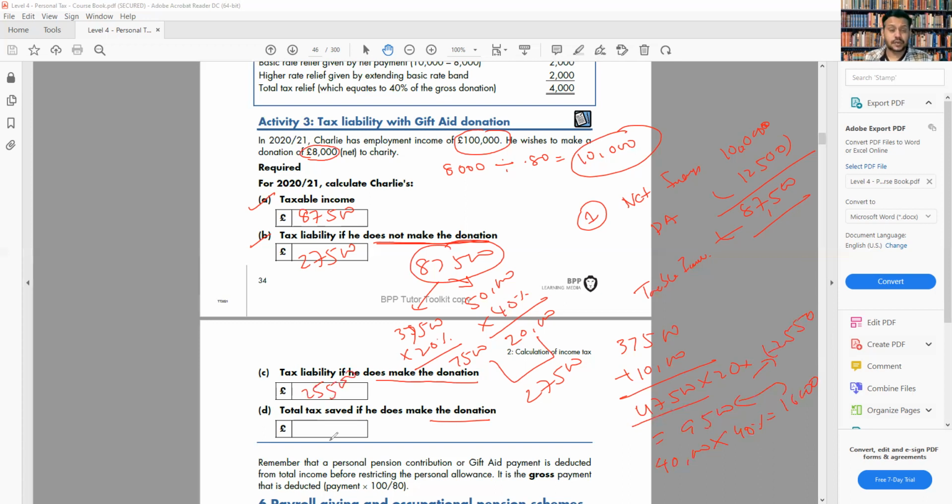And the same question, how much are you going to save? You can see the difference: if he does not make the donation, it is 27,500. If he makes the donation, it is 25,500. So he's saving 2,000 here. And also he's saving 2,000 because he's giving 8,000, but actually he is claiming 10,000. So he has a 2,000 advantage here. So 2,000 plus 2,000, 4,000 he will save. Now this question we just discussed is simple, but it could be tricky if you don't practice enough. It could be tricky in the exam.